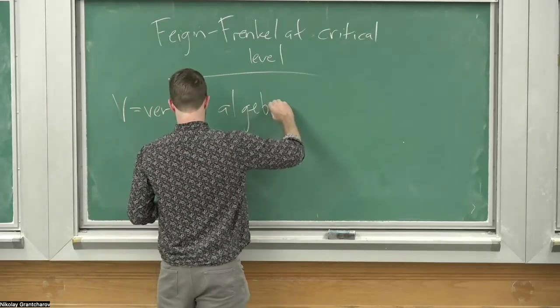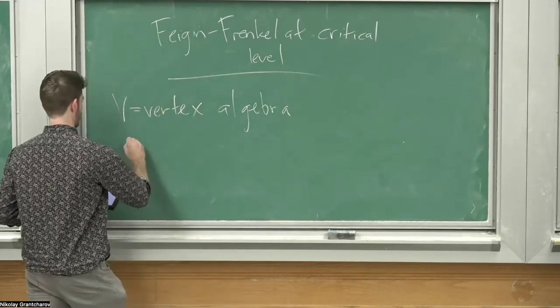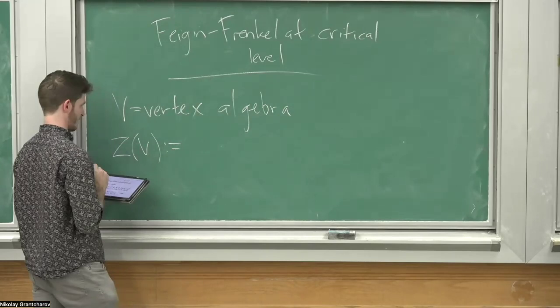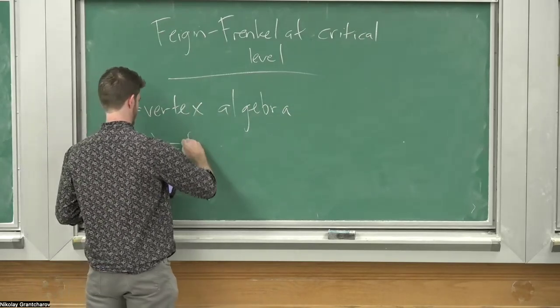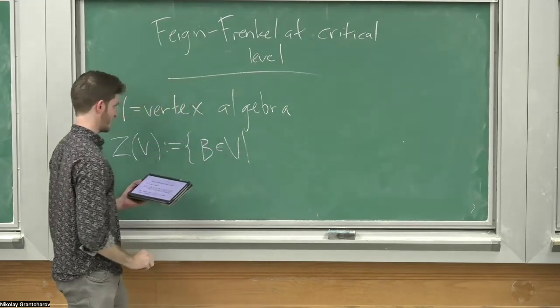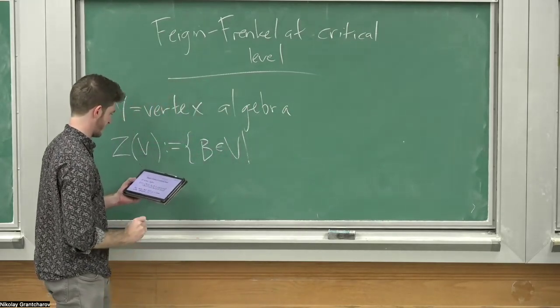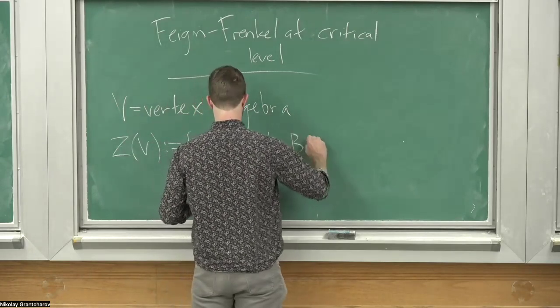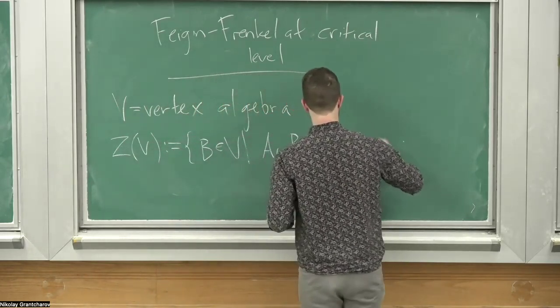So first of all, I have any vertex algebra V. There's a notion of its center. At the level of vector spaces, the central vectors will consist of those vectors in V such that this equation is satisfied.